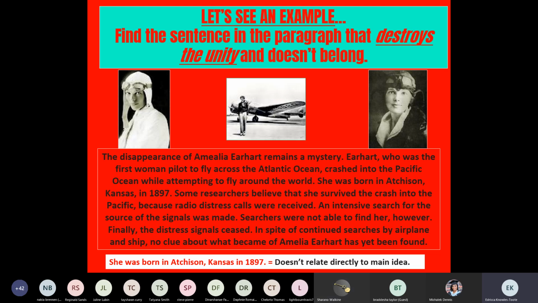Okay, so let's look at this example here. I want you to find the sentence in the paragraph that destroys the unity and doesn't belong. So I'm going to read it to you, okay?